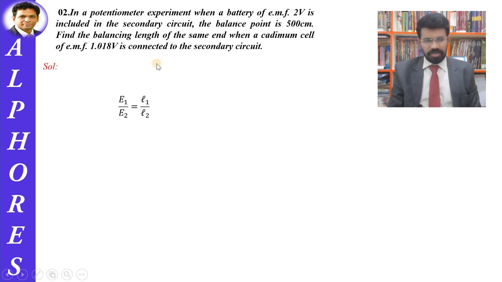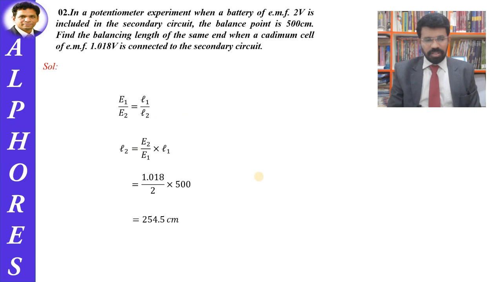Let us see. It's very simple. E1 by E2 is equal to L1 by L2. E1 is already given, 2 volts. What we want is L2. So L2 can be written as E2 by E1 into L1. E2 is 1.018, E1 is 2 volts, L1 is 500 centimeters. Further, if it is substituted, finally the answer is 254.5 centimeters. So this is how very basic problems connected with the comparison of EMFs of two cells can be handled.